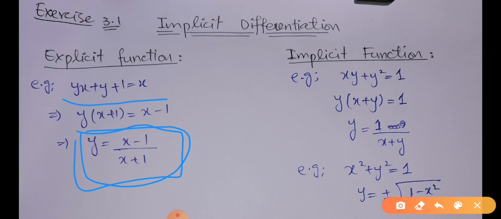On the other side, implicit functions are the functions in which one variable cannot be explicitly defined in terms of the other variable. For example, if we have xy plus y square is equal to 1, I will take y common, so y into x plus y is equal to 1. So the expression for y is not explicitly defined in terms of x. y is equal to 1 over x plus y, that is, the expression for y again contains the variable y. So such functions are named implicit functions.